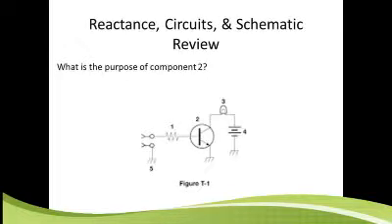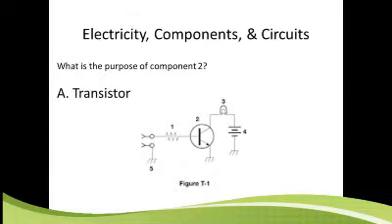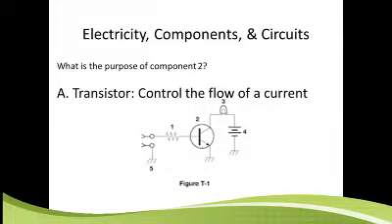Okay, in this particular circuit, the one that you see on the board, what is the purpose of component number 2? So what is component number 2? It's the transistor. So what does it do? What can you use a little current to do? Control the flow of a big current. So you're controlling the flow of current with this particular transistor. Again, remember, you can have a little current control a big current, or a little voltage control a big voltage, depending on which type of transistor you have.